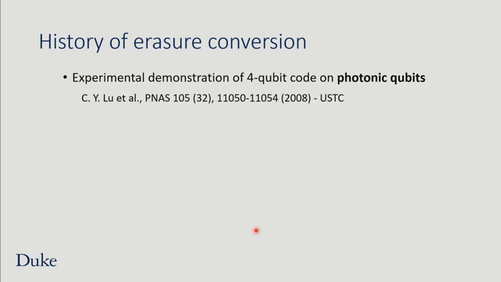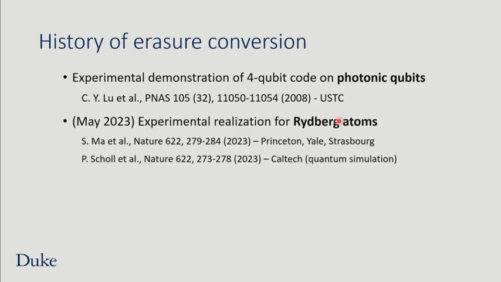The first related experimental work dates back to 2008. USTC from China demonstrated correcting one erasure on a 4-qubit code. However, I have to say it's not an erasure conversion, it's an injected erasure, because erasures are natural for photonic qubits. But then, in May this year, the experimental realization for Rydberg atoms happened in 2 groups, led by Princeton and also Caltech. Caltech focused more on quantum simulation, but it's also very cool.